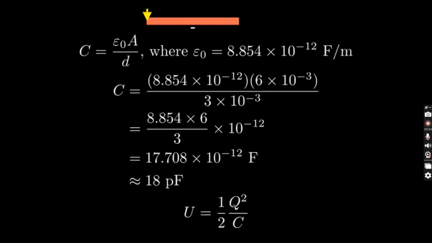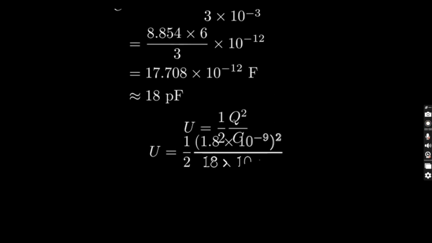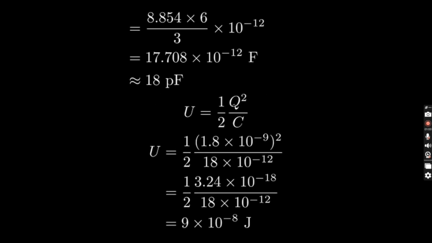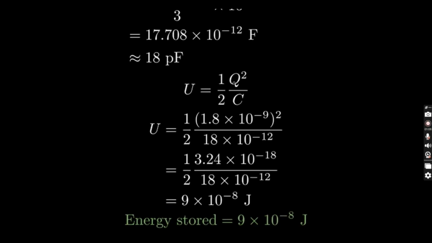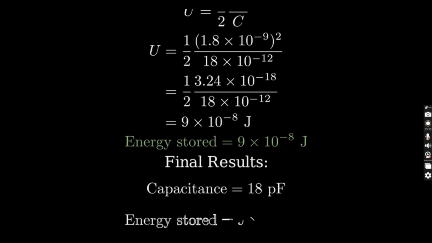U equals 1/2 Q squared over C. Let's plug in our values. 1/2 times 1.8 times 10 to the negative 9 squared divided by 18 picofarads. This gives us 9 times 10 to the negative 8 joules. To summarize, we found that our parallel plate capacitor has a capacitance of 18 picofarads and stores 9 times 10 to the negative 8 joules of energy.